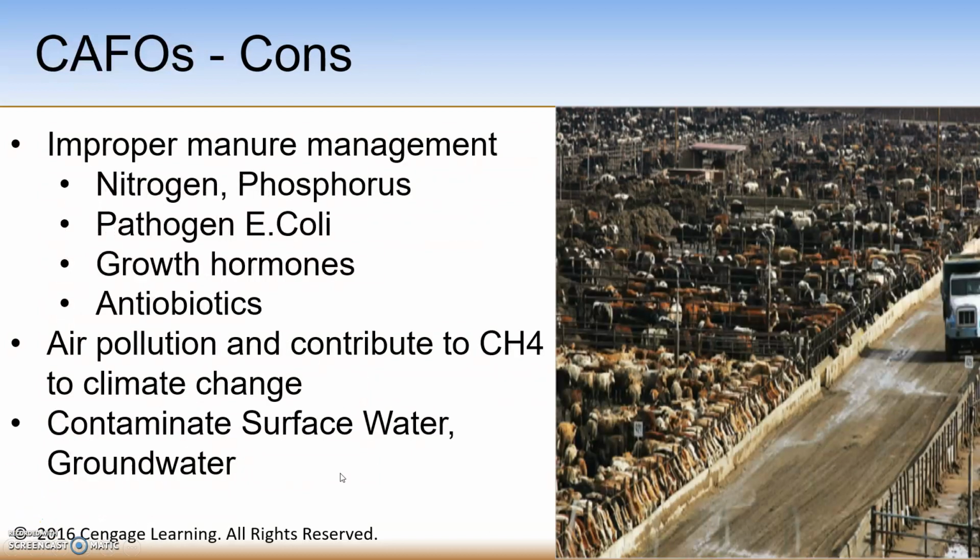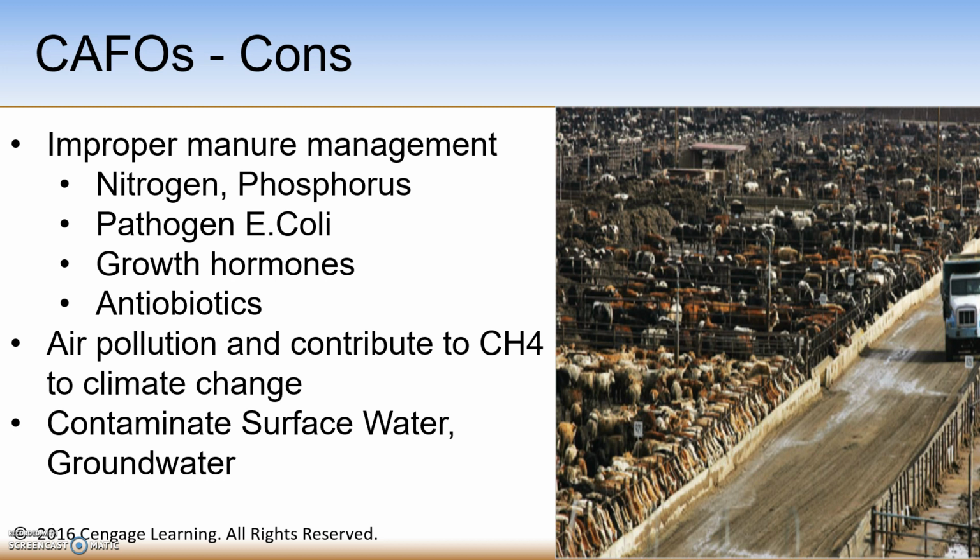Some cons of a CAFO are listed on the screen. Improper manure management results in nitrogen and phosphorus water quality problems in nearby surface water bodies and groundwater. Manure from livestock contains a pathogen known as E. coli, which, if that gets into the surface water or the groundwater, can cause sickness if it's then consumed by people. In addition, they utilize growth hormones and antibiotics that are then in the animals themselves, which could have a ripple effect during human consumption.